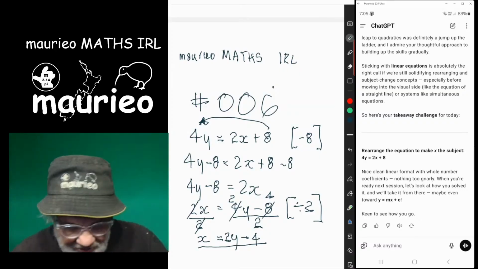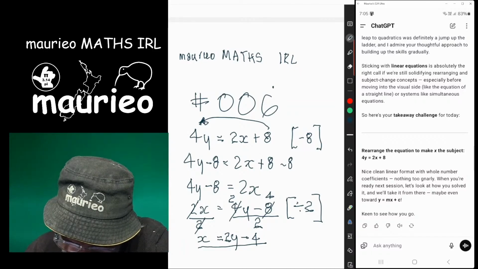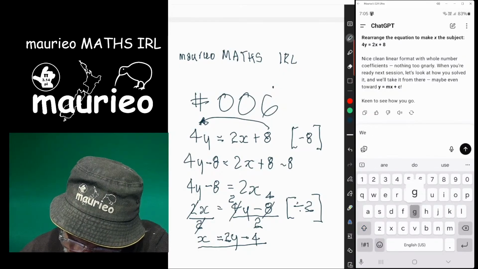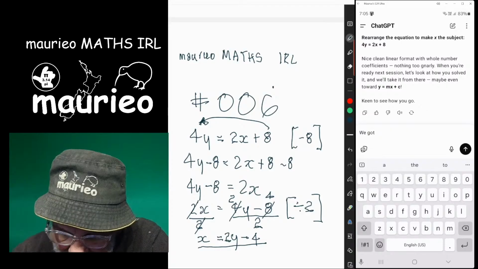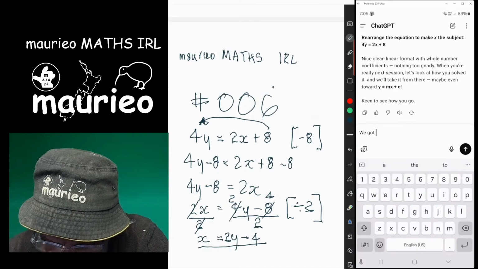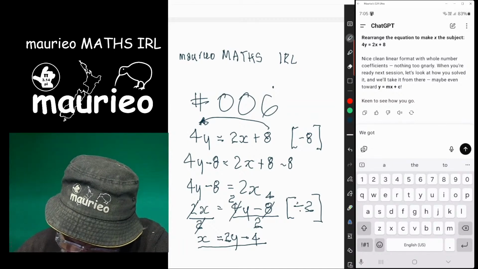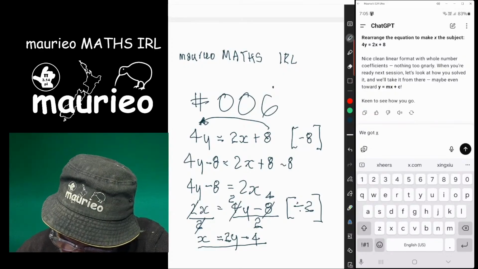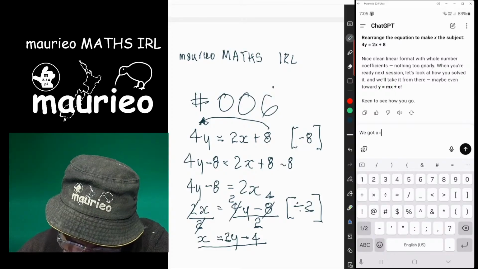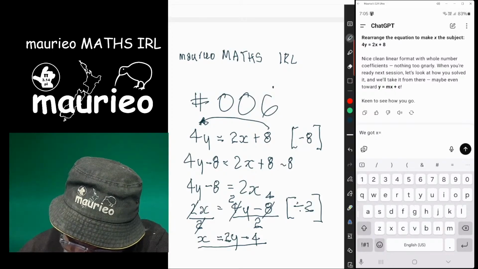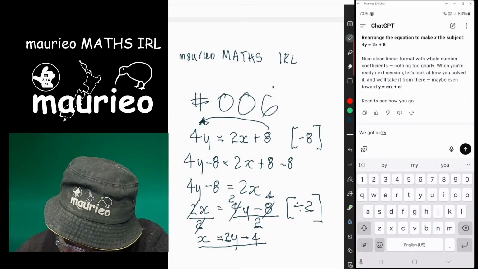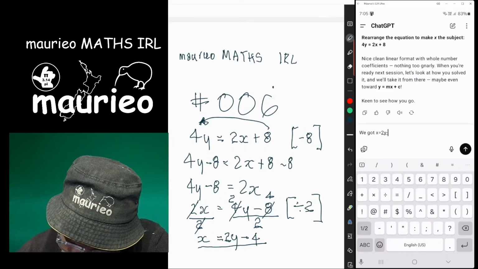So, okay, let's see what we got. We got x equals 2y minus 4.